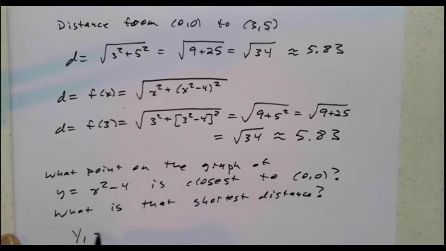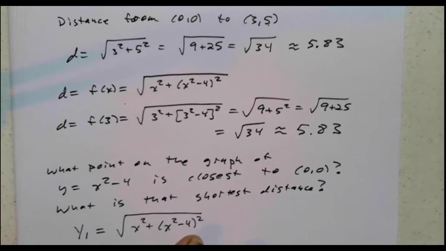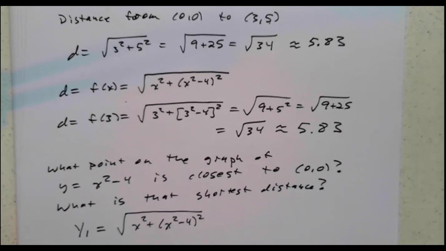I'm going to say y1 equals the square root of x squared plus x squared minus 4 squared. That's what's going to go into the graphing calculator. We're going to find the minimum value of that eventually.